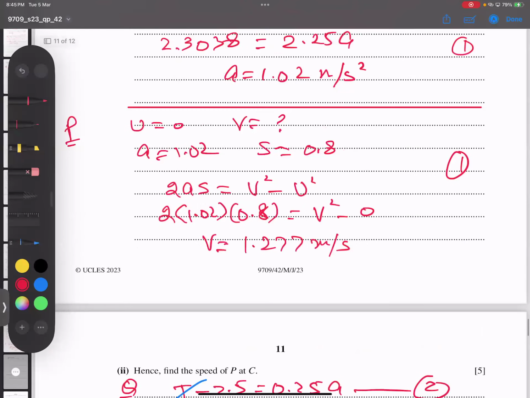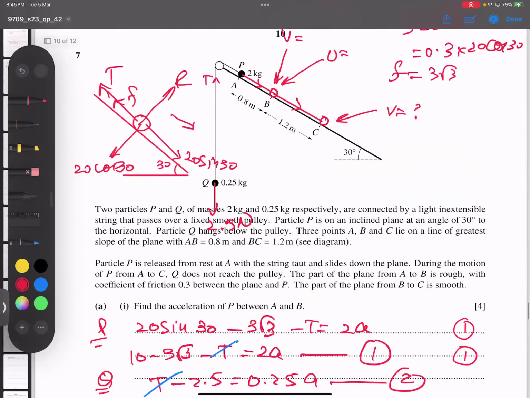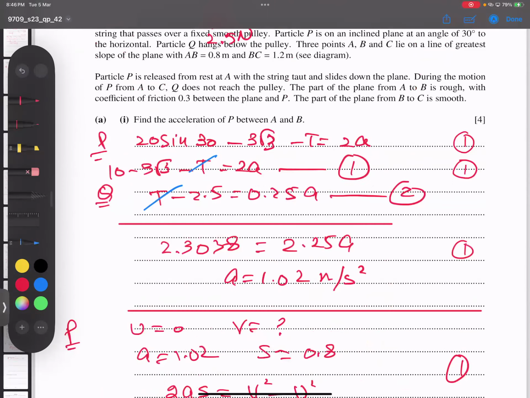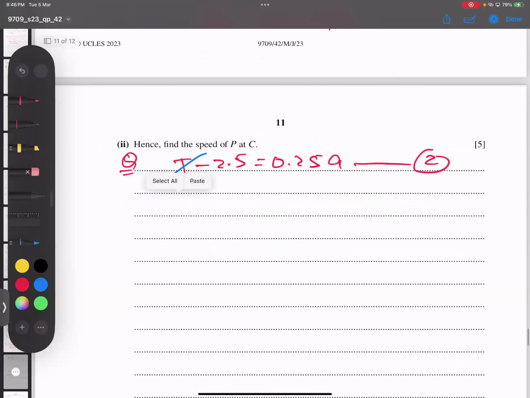But for particle P, you'll be surprised to know, this 3√3 friction force will not play any role. So friction is no more there. Weight component minus tension equal to MA. I think you're understanding. I will copy equation number 1 again, and while pasting, I will not include 3√3. It's gone. Only 10 is there.